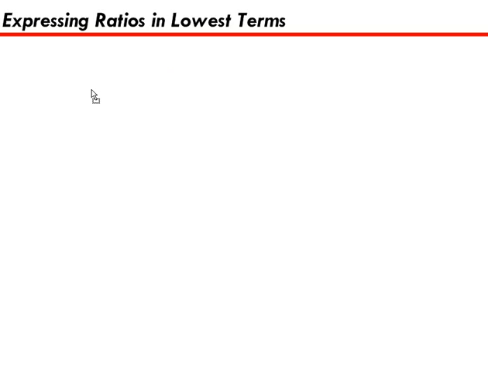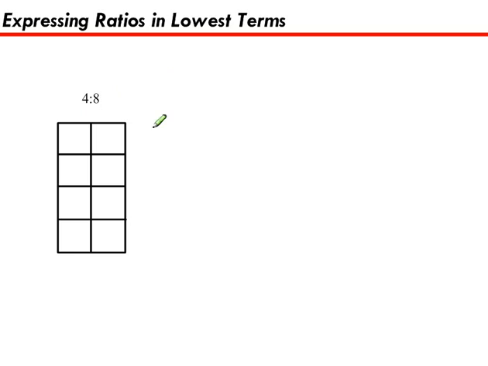So I've got a ratio right here. 4 out of 8. And we're not talking about dentists, although I guess we could be. But let's take a nice visual look at this ratio with some squares. Here I've got a total of 1, 2, 3, 4, 5, 6, 7, 8 squares. So I have 8 total. And I have 4 of them filled. So I'll color those in.